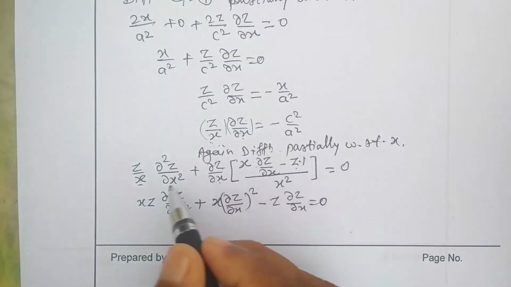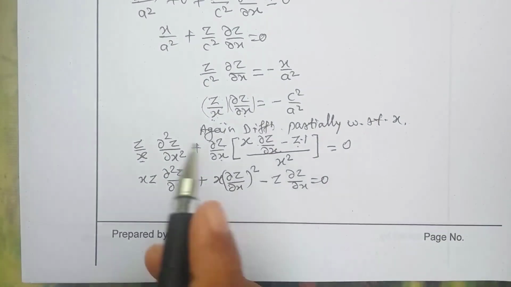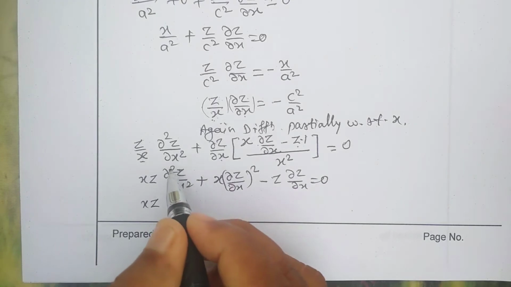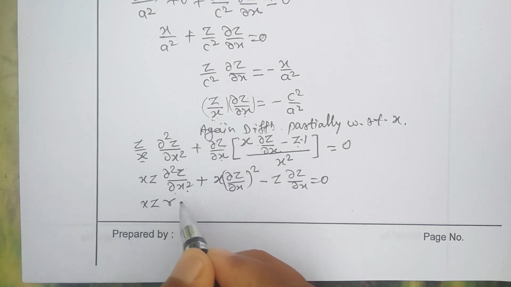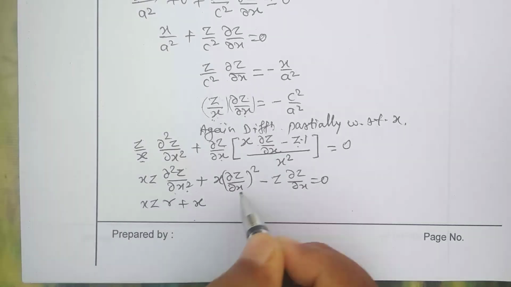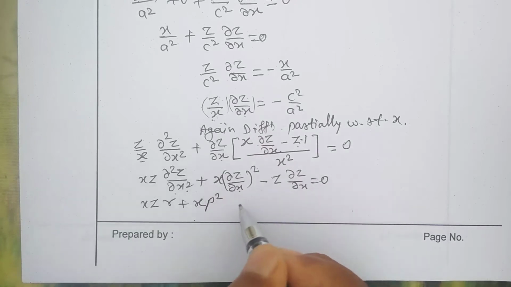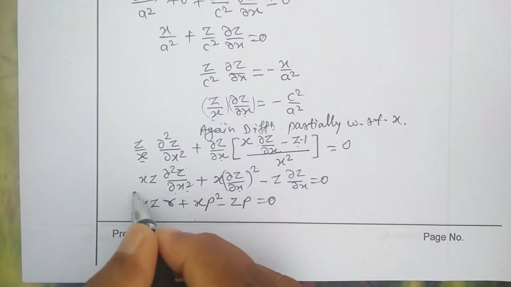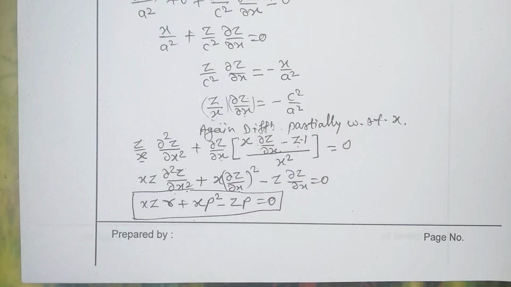This is our required partial differential equation. We may also write this differential equation in the form xz ∂²z/∂x², it is r, plus x (∂z/∂x)², it is p squared, minus z ∂z/∂x, it is again p. So this is our answer. That is formation of partial differential equation.